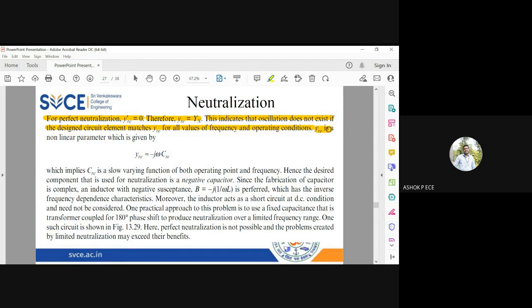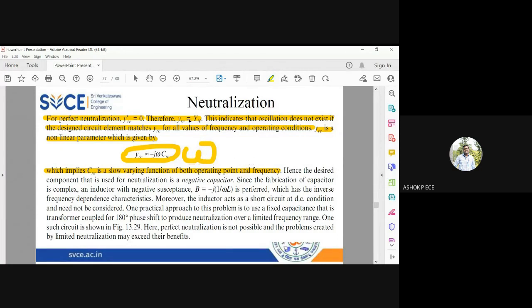And you know Yre is going to be capacitive in nature. Yre is minus j omega into Cre. So it is a capacitively varying function which depends both on operating point and frequency. When you have a term involving omega, it is frequency dependent. So if the frequency is changing, Yre will change.